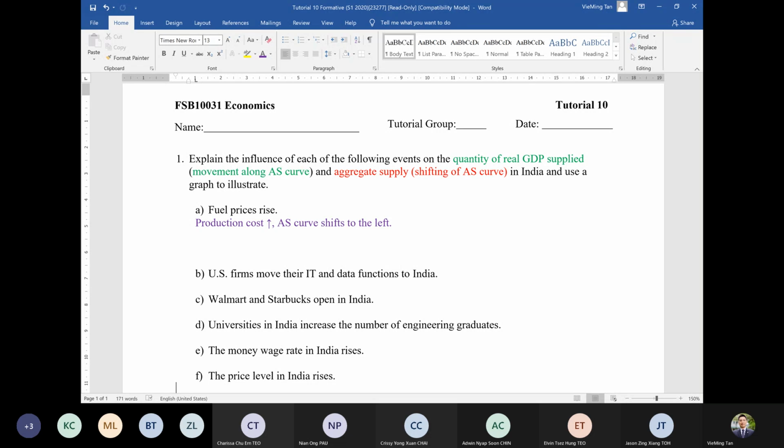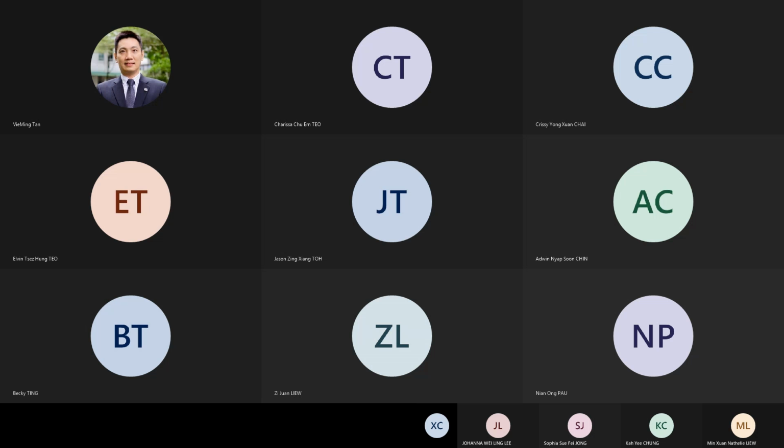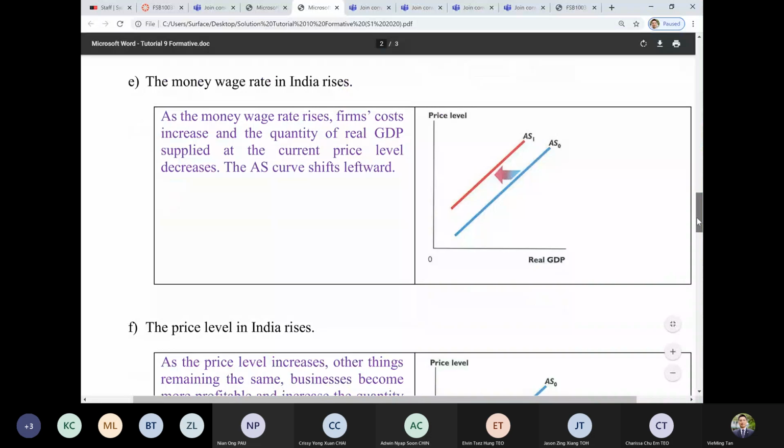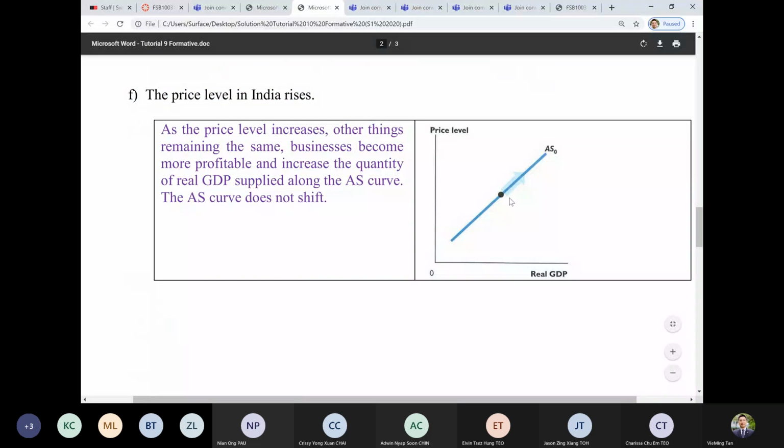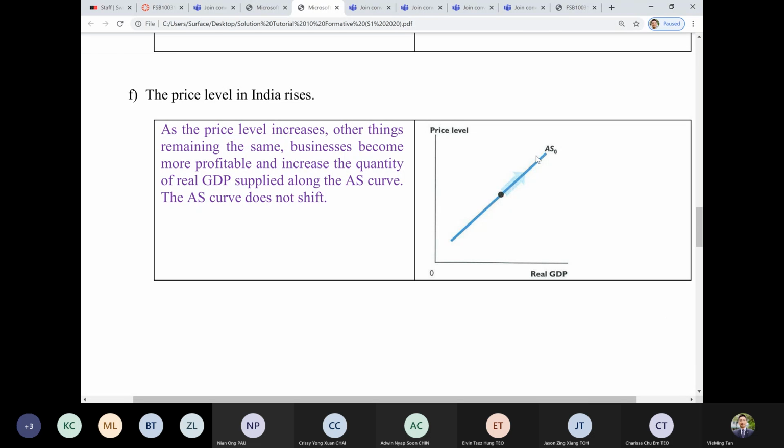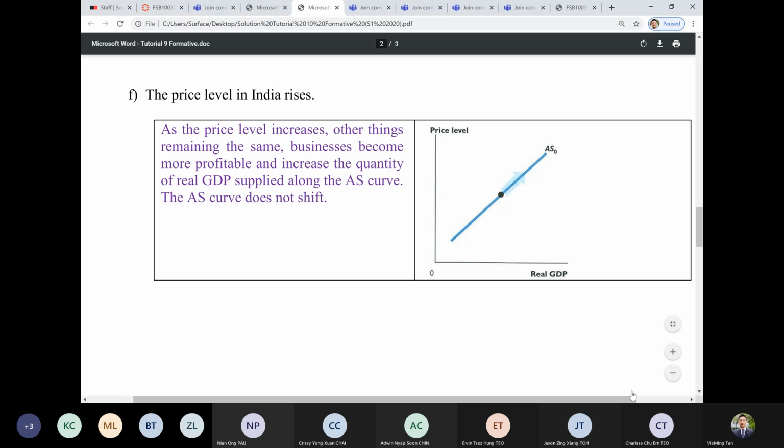So I show you the answer. Okay, so the AS curve will move upward. All right, so this is question number 1. Okay, now we go back to question 2.